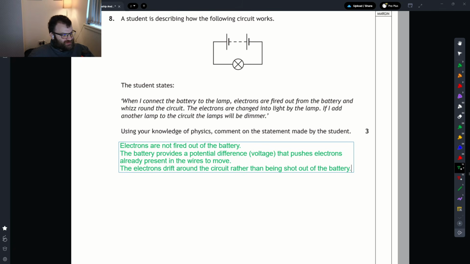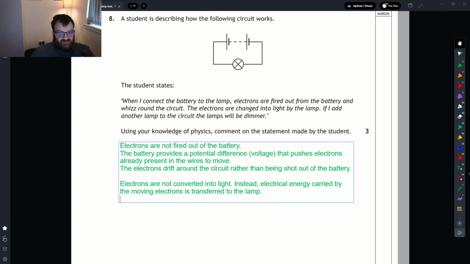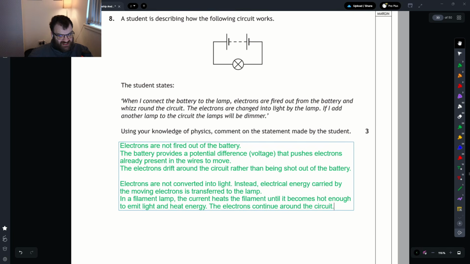Electrons don't get converted into light, but the electrical energy is transferred to the lamp. And then depending on the efficiency of the lamp, you'll get light and some heat. It doesn't tell us what type of lamp we're dealing with, so I'm going to talk about the filament one, the wee spirals that get warmed up by it. So the electrons are still present in the circuit, but that energy is passed over and converted by the lamp.